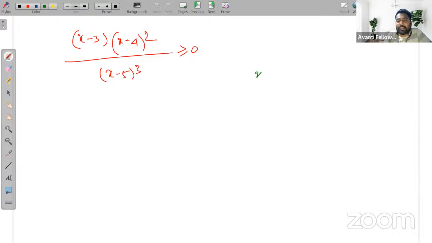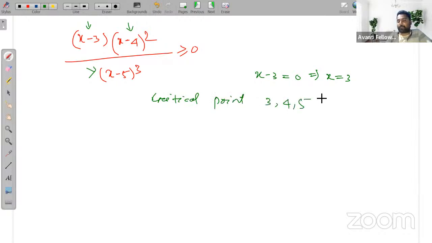That means if I equate x-3 to 0, then x is equal to 3. At x equal to 3, this factor becomes 0. At x equal to 4, this factor becomes 0, and at x equal to 5, this factor becomes 0. And plot a number line first. So what are the critical points here I am getting, guys? The critical points are 3, 4, 5.